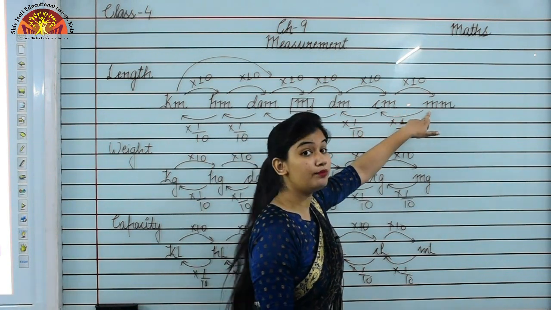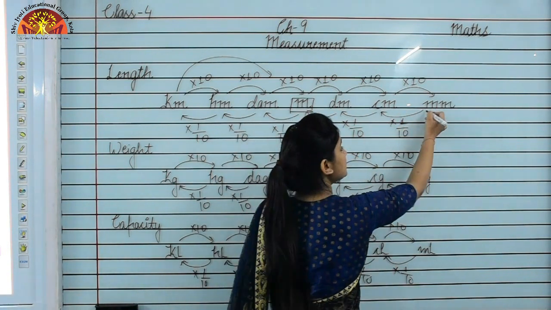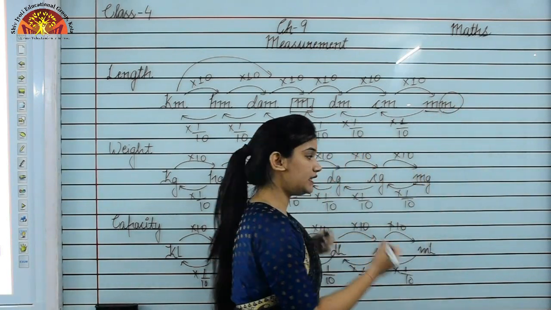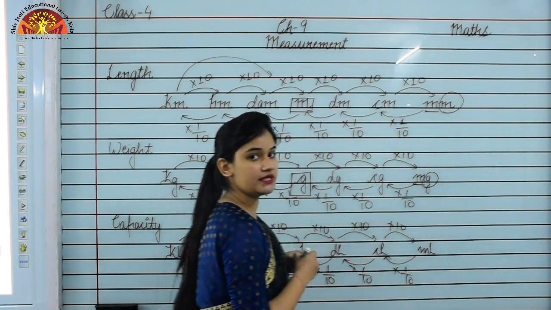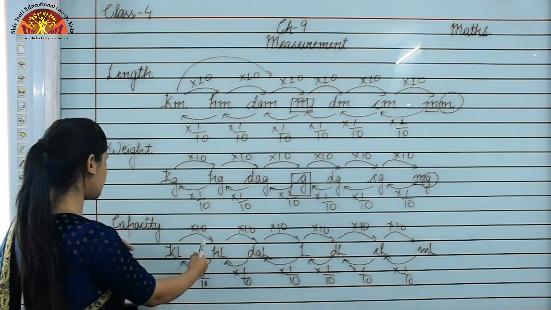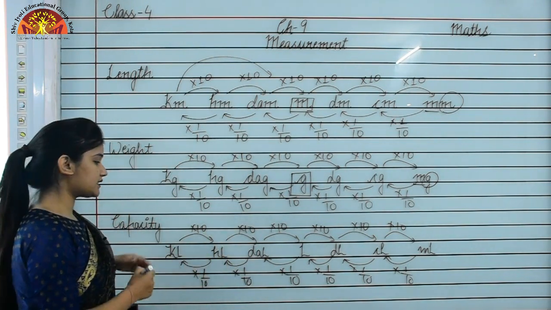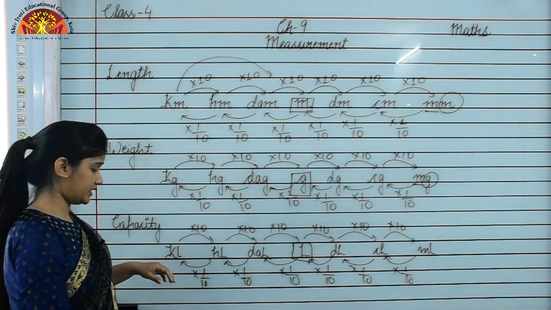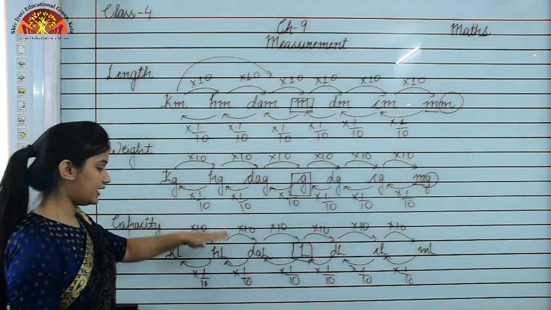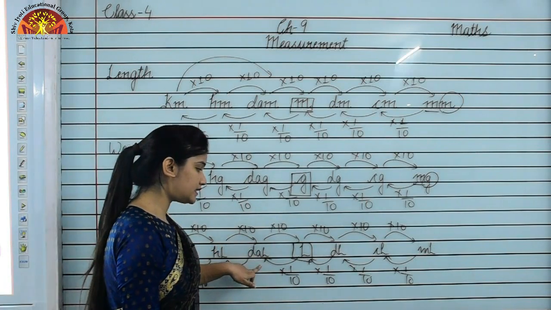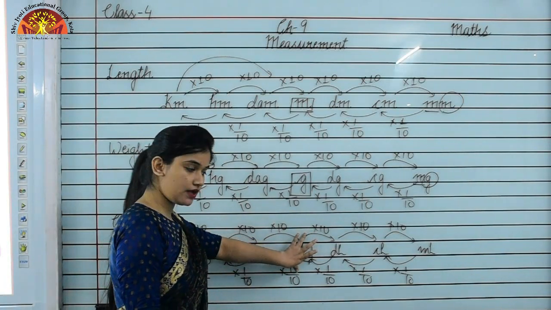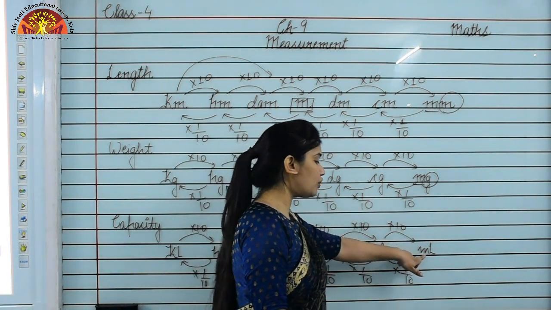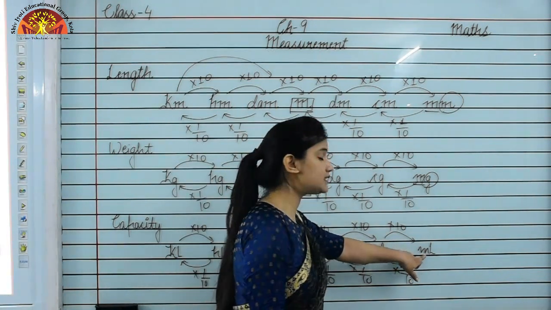In length we have millimeter. Milli is the same. But in length we have meter, in weight we have gram. Is it clear, students? Similarly, we will do it for capacity also. The standard unit is liter and the biggest unit is kiloliter, then hectoliter, then decaliter, then the standard unit will come. After this deciliter, then centiliter, and the smallest unit is milliliter.